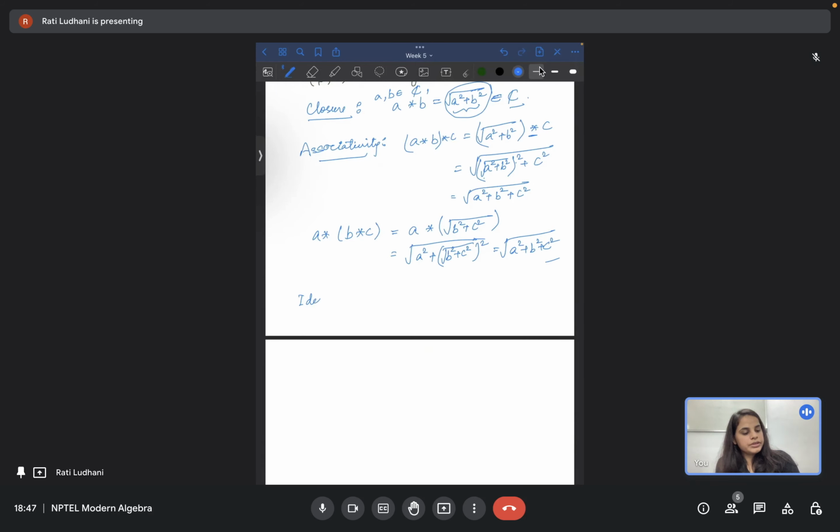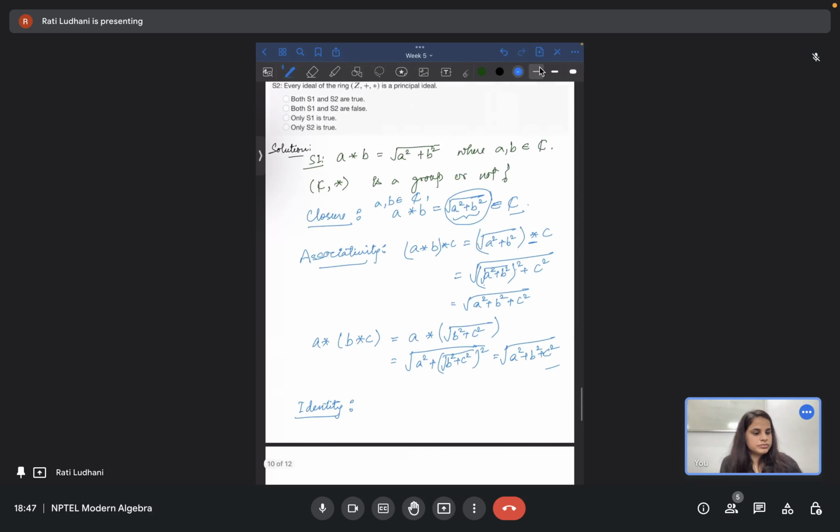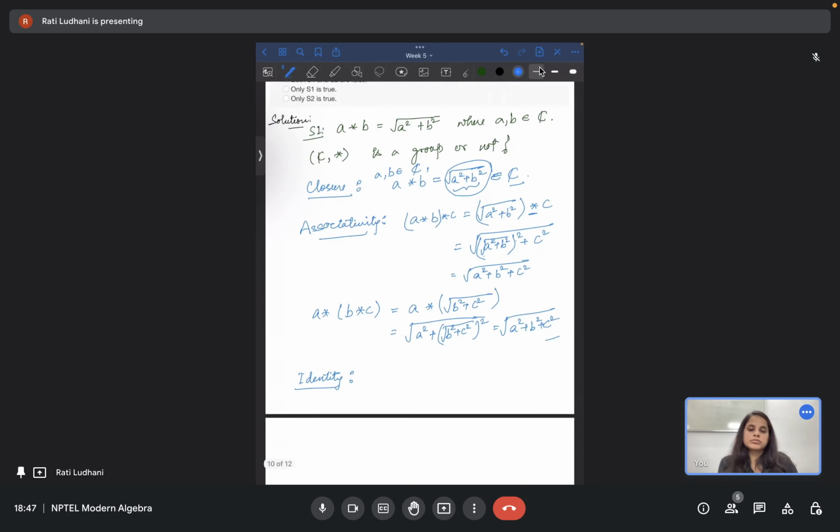Okay, what about identity? Can you think of something? What can you take? Or can you take something? What do you think? Yeah, 0. Okay, that is definitely an option. So A star 0, let's take that, is root of A square plus 0 square, and that you will get root A square.